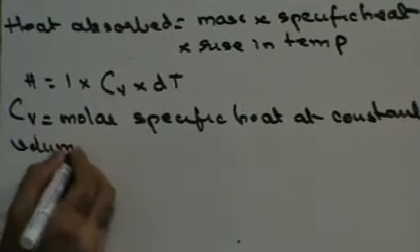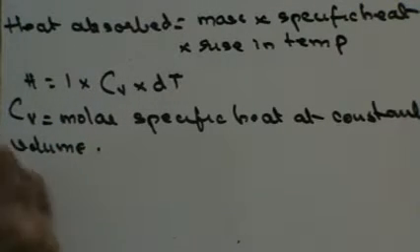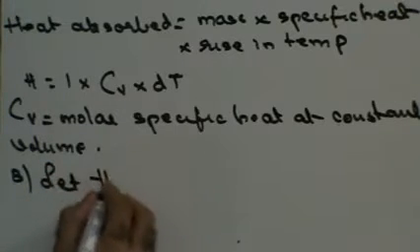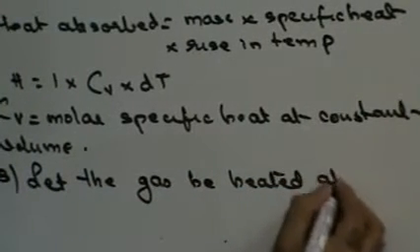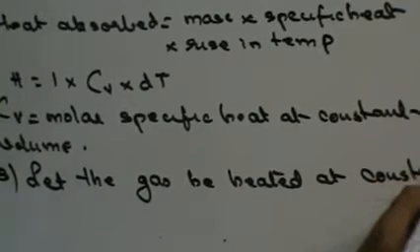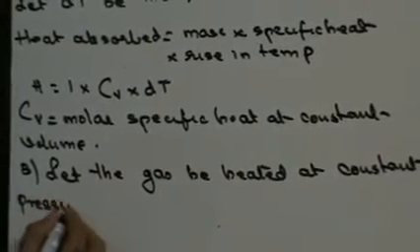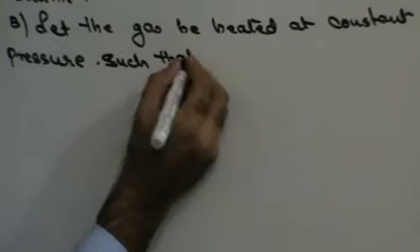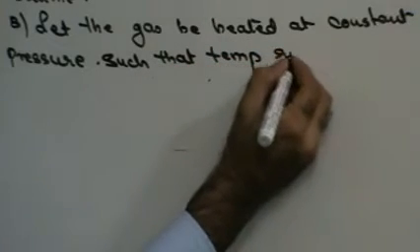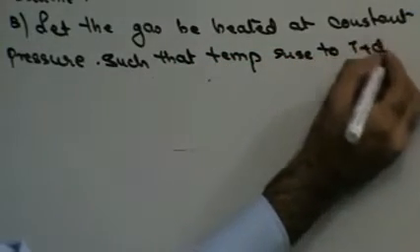Now let's do the experiment again, right? Now, let the gas be heated at constant pressure. Let's assume that the gas is heated at constant pressure such that the temperature rises to T plus dT. T was the initial temperature, it rises to T plus dT.